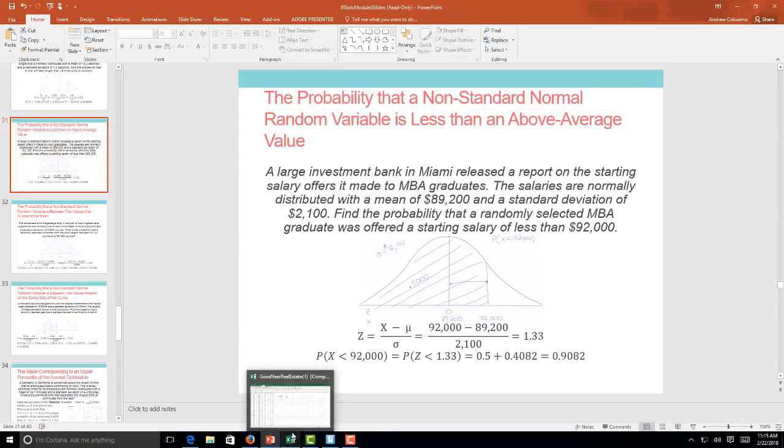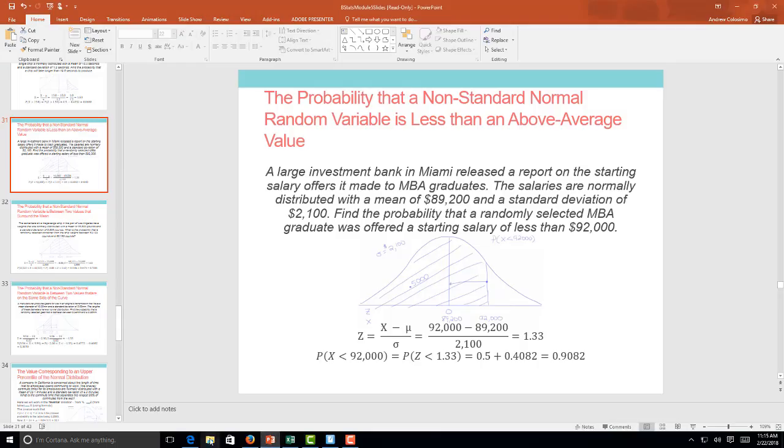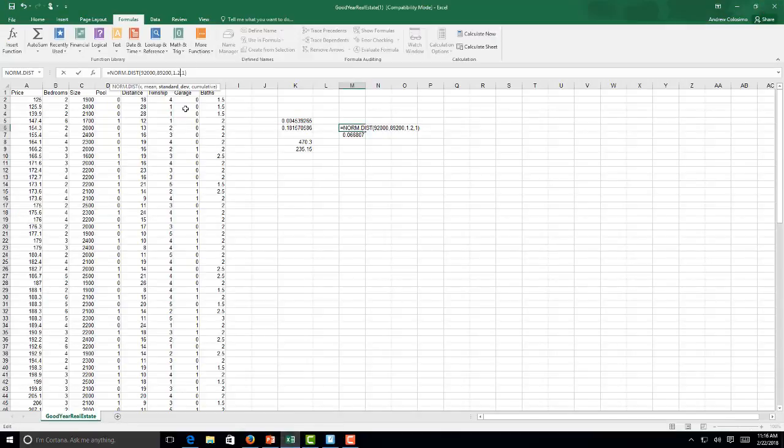So when using Excel, that's what Excel will report out. We only have one step to do in Excel, and I'm just going to use this here and change my information. So it was $92,000 that we want to observe. The mean was, what was our mean? $89,200, and our standard deviation was $2,100. I'm going to hit enter.